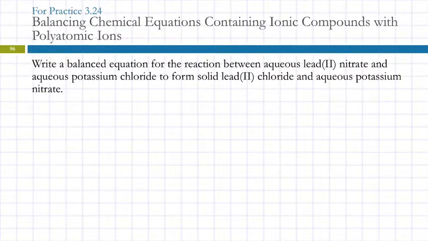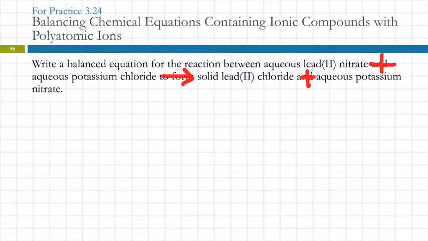Well, we've got lead nitrate plus potassium chloride to form, there's my arrow, lead-2 chloride plus potassium nitrate. Now, these examples have all had 2 reactants and 2 products. It doesn't have to be that way. You could have 1 reactant and 5 products. I mean, there's all kinds of different variations.